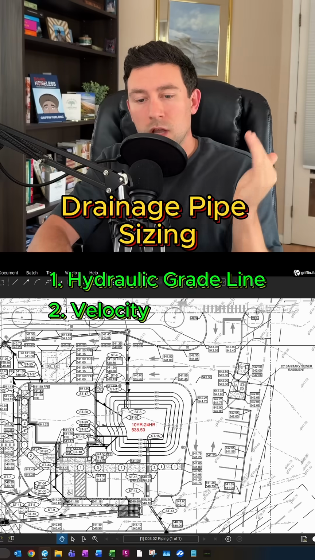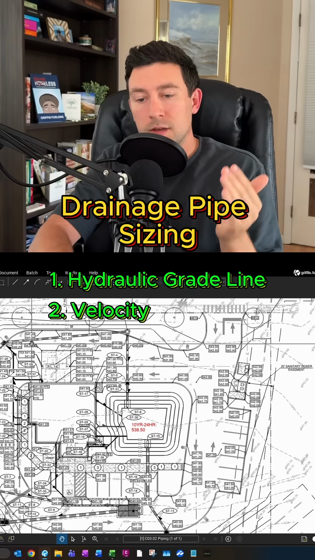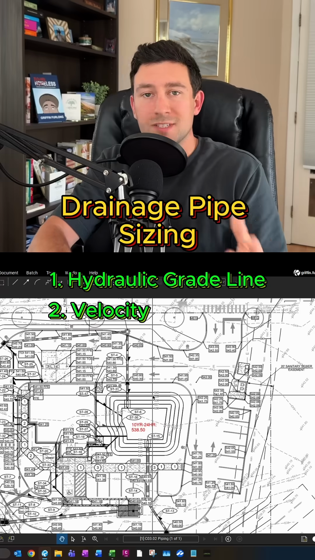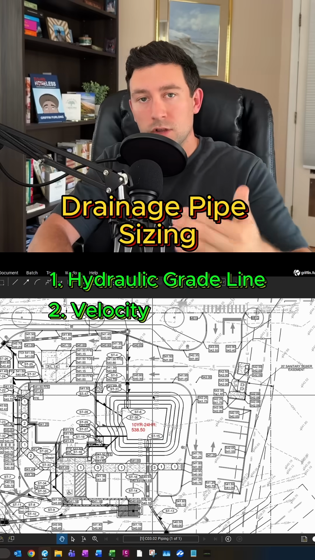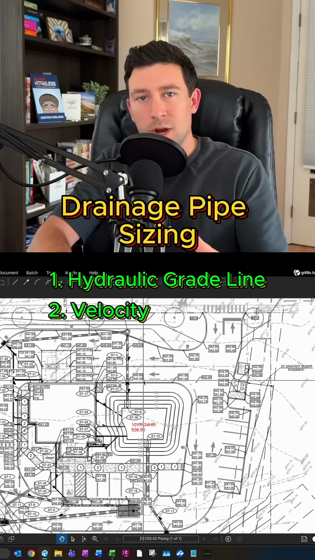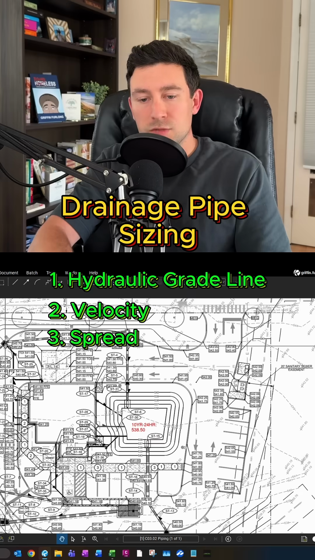We need to know the velocity going through this pipe system, because if you start having a lot of higher velocities, that can create some scour in the pipes and can affect the long-term maintenance of the system. Number three thing that we typically look for is spread. Spread is how much water is spreading out into the lane from that structure.